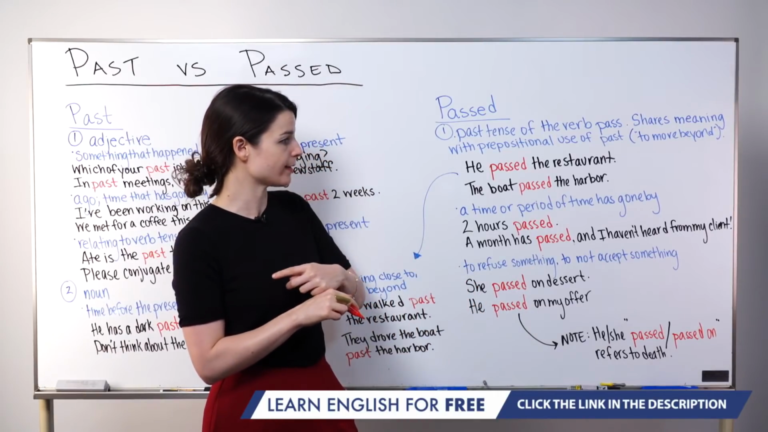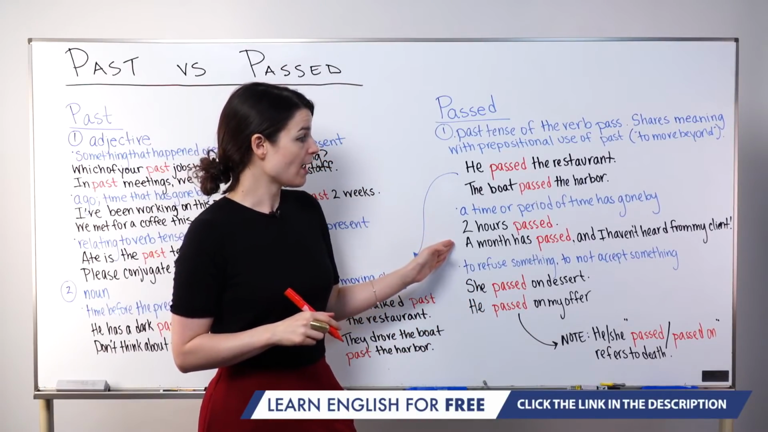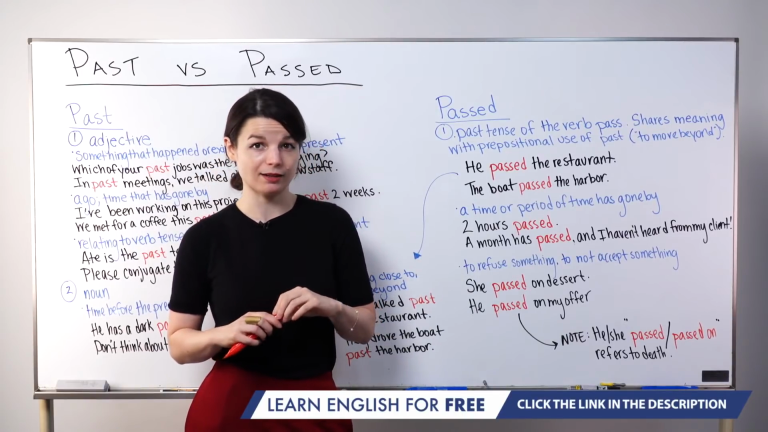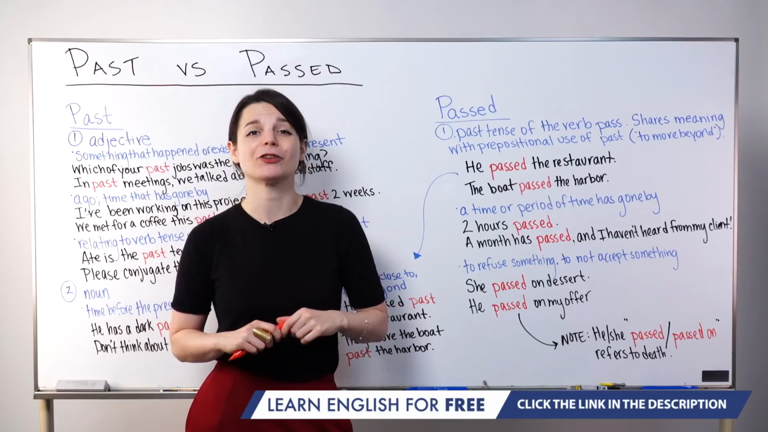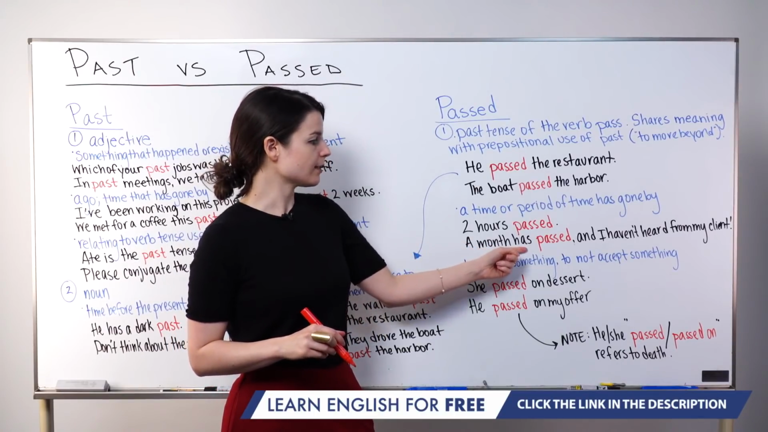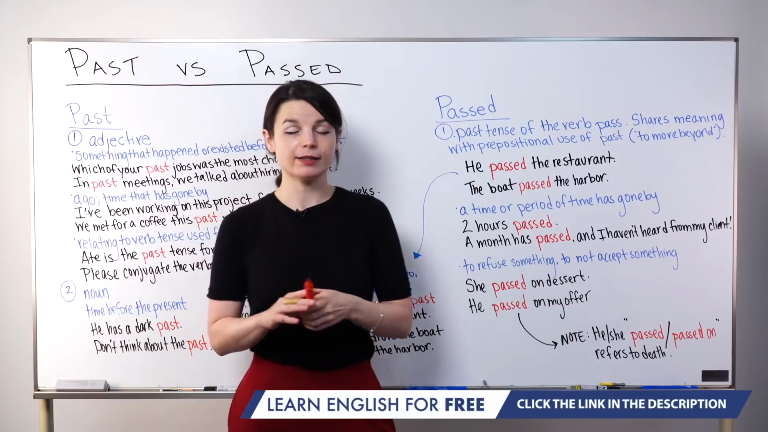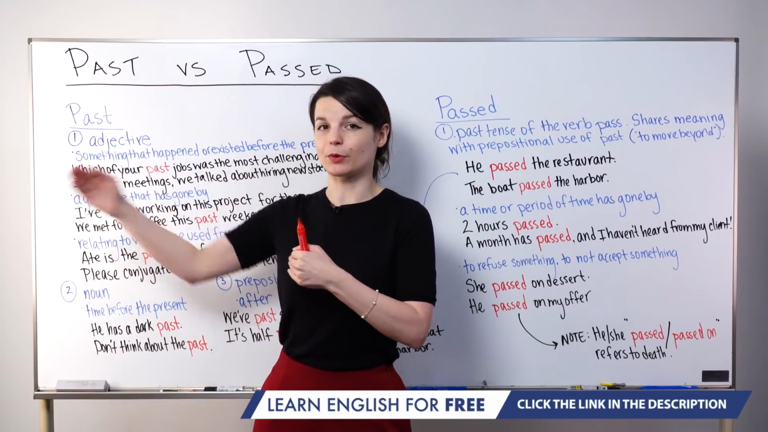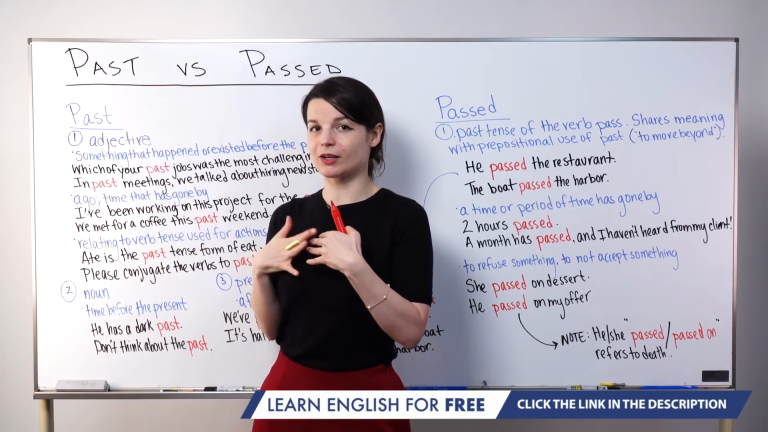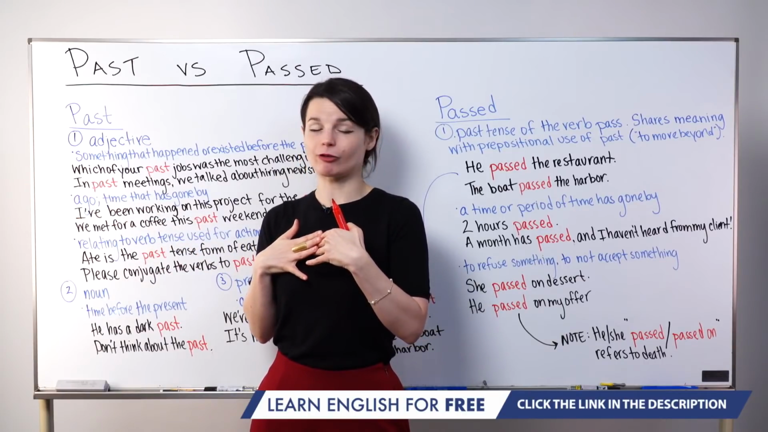Let's look at one more example. A month has passed and I haven't heard from my client. So here, I'm using, in this case, again, present perfect tense. So a month is my starting point, a month ago. A month has passed. So in this time period, I have not heard from my client.